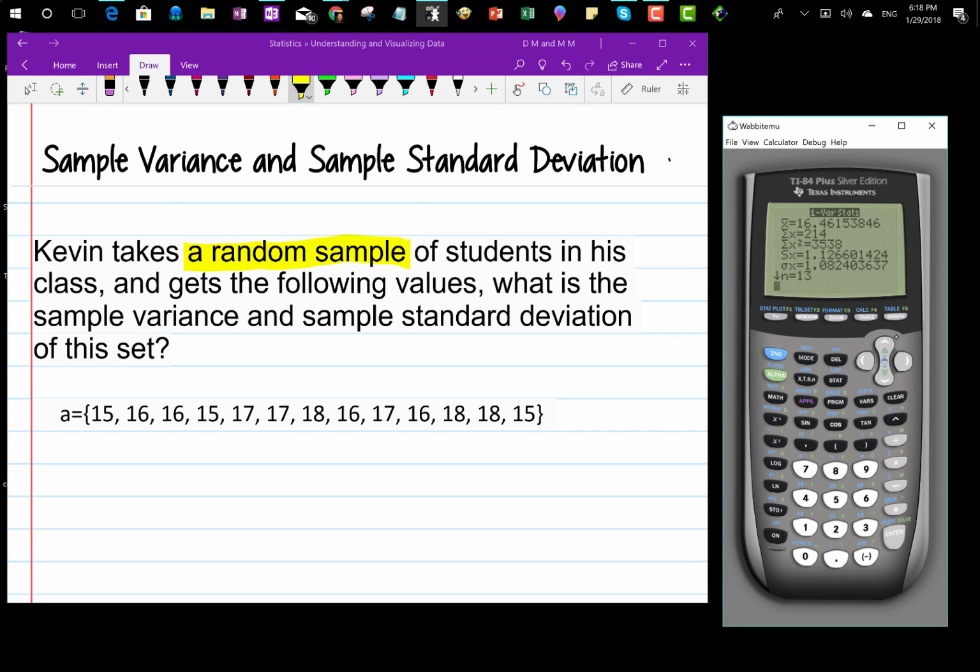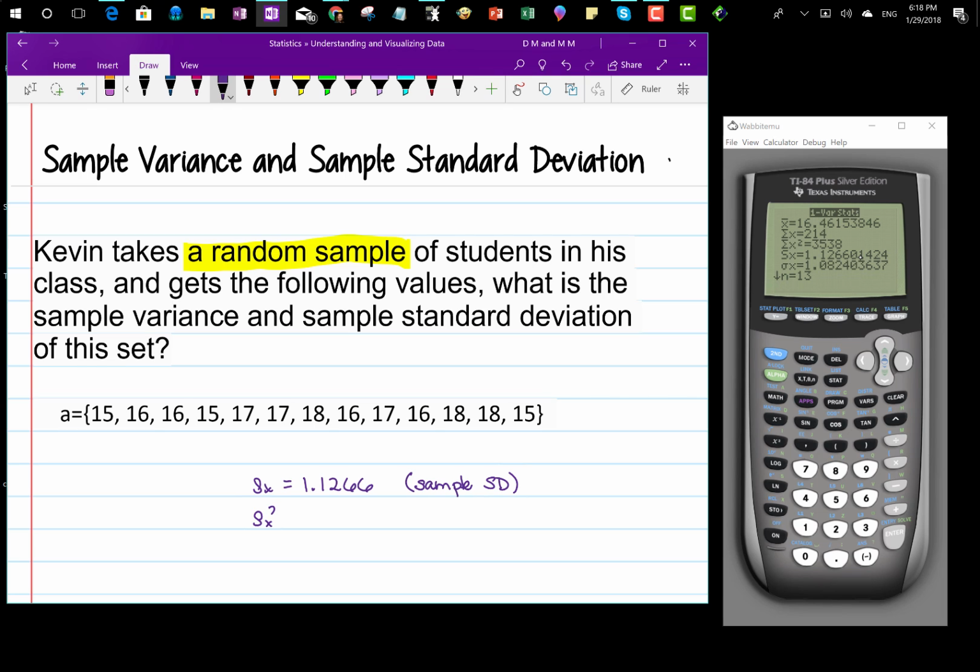And I get a lot of information. Since I'm looking for sample variance and sample standard deviation, I'm looking for S sub x. That's my sample standard deviation. So in this case, S sub x is equal to 1.1266. That's my sample standard deviation. Now I need my sample variance.